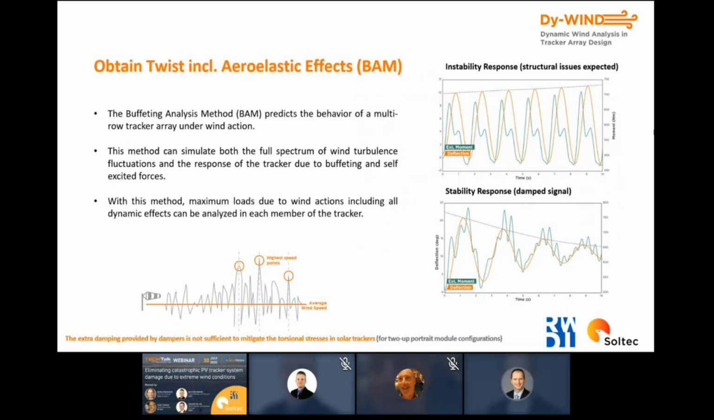On the right side, you can see two graphs. So the upper graph is a tracker response where the tracker gets unstable because the amplitude is increasing with time. And on the lower graph, you see a stable response because the amplitude of the deflection is decreasing with time.